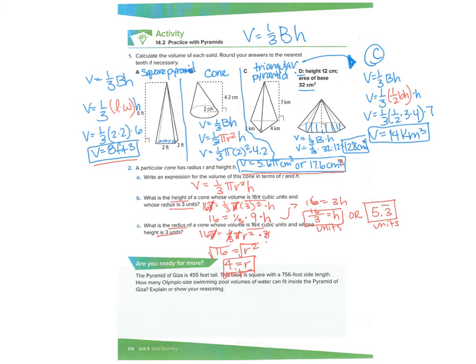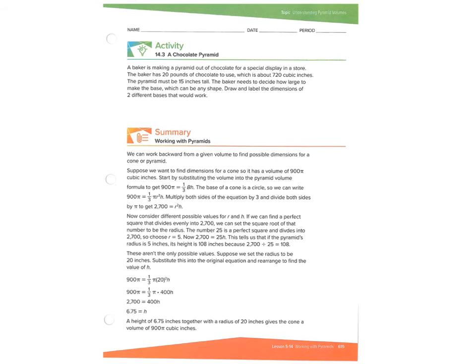These are units. Okay. So 14.3 on page 615 is the idea of knowing information about my pyramid and having to solve for a particular part that's missing. So let's take a look at this problem. A baker's making a pyramid out of chocolate for a special display in a store. Has 20 pounds of chocolate, which is about 720 cubic inches.